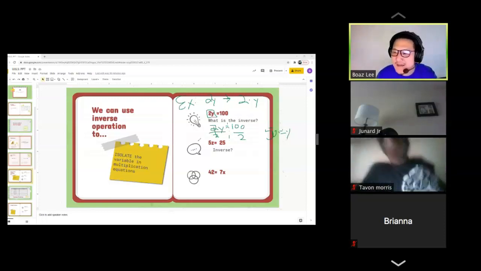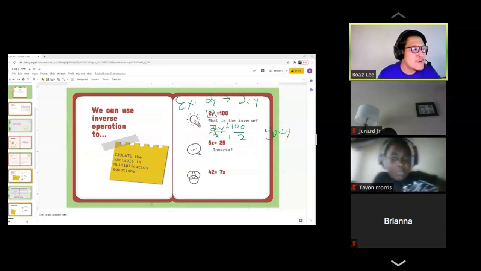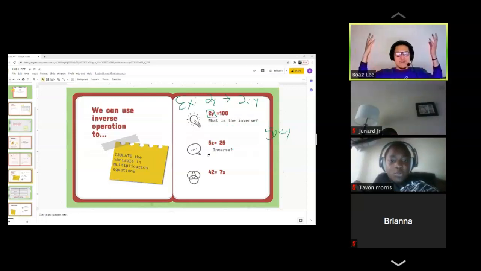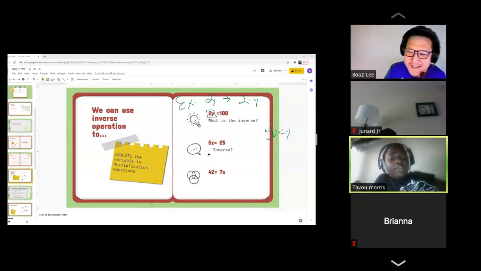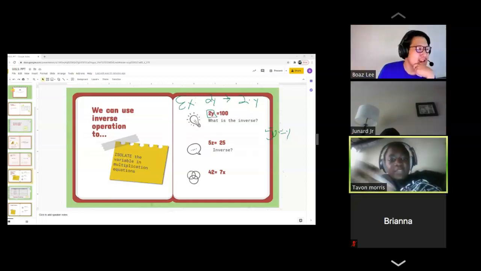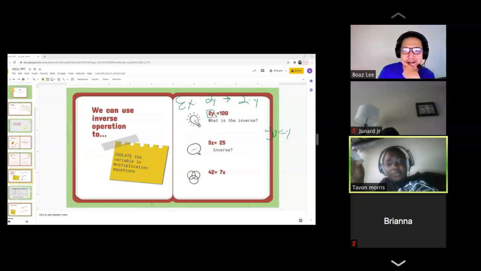My man, Tavon, let's keep it going. All right, so let me erase this to give us a little bit more room. All right, so help me out here. We have 5z equals 25. So same thing we did for the first one. Go into detail. Help me out. What do you mean? Division. I'm going to let Janard do this one.